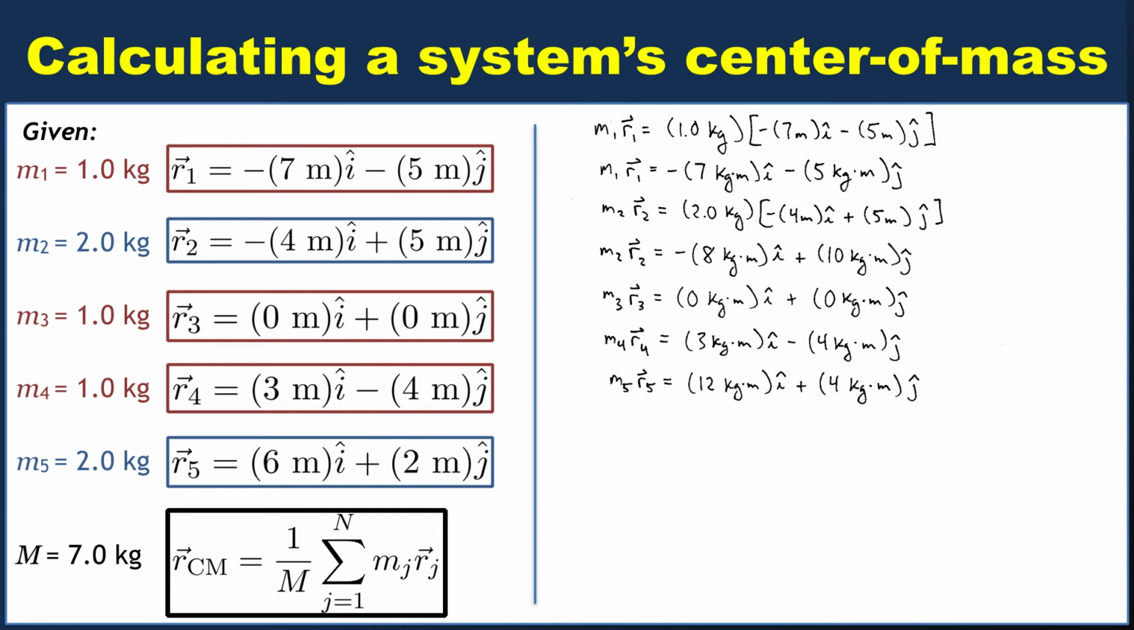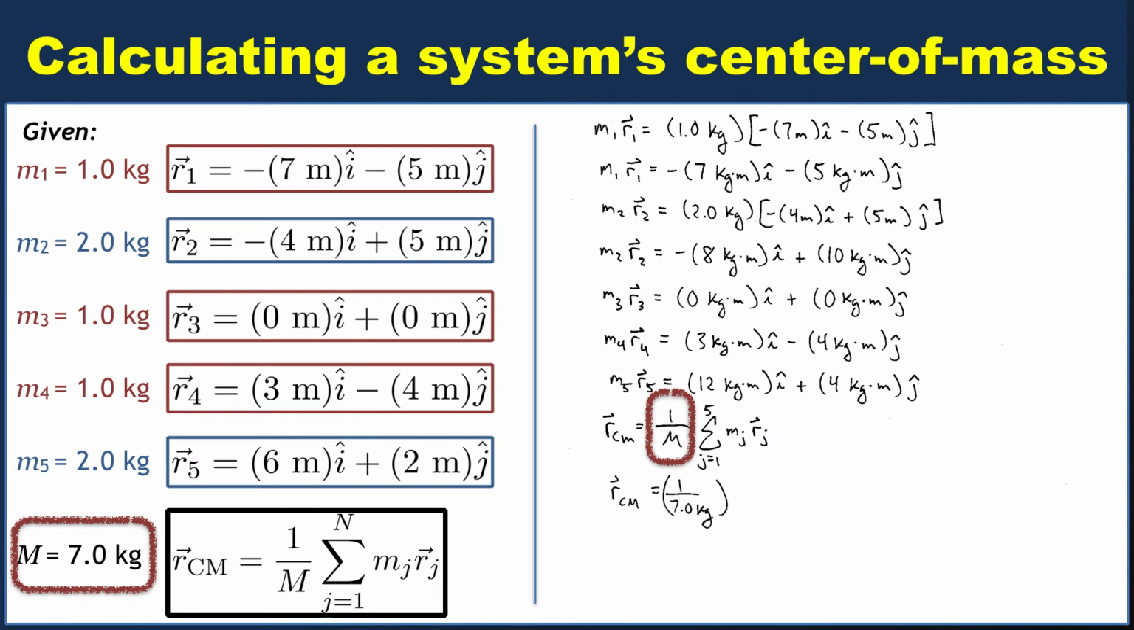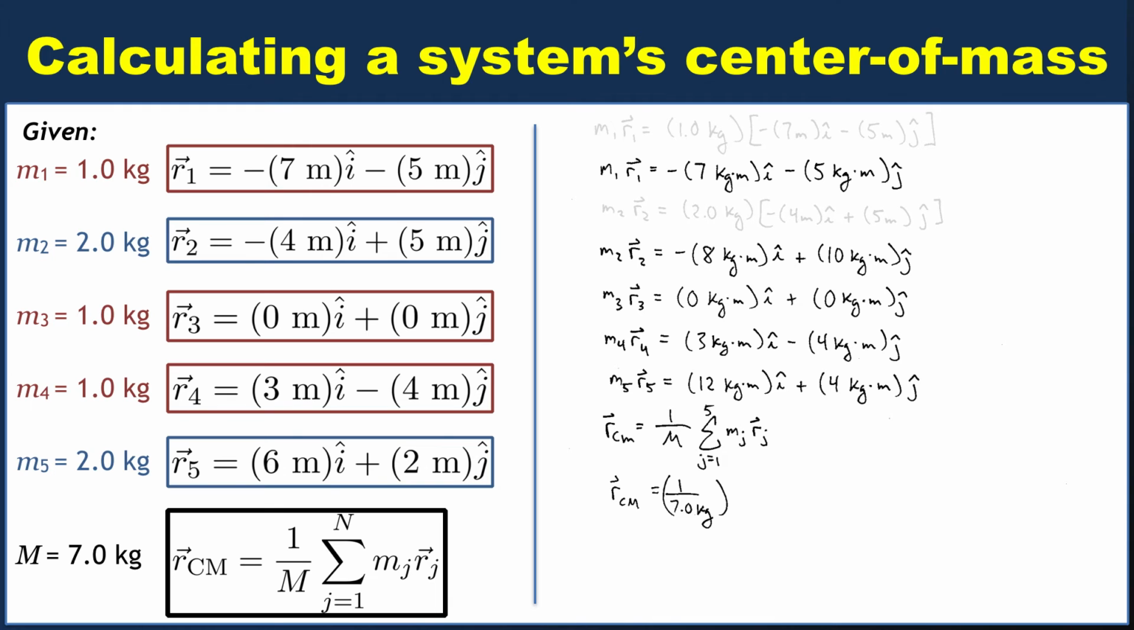So now let's apply the equation for the center of mass. And the first step will just be to divide by the total mass. So we'll calculate this term first, and that's just 1 divided by 7 kilograms. Okay, that's easy enough. Now we want to take the sum of the individual m times r's. The easiest way to do that is first to gray out the intermediate calculations here, because we just want the answers. And we're just going to go through and add up the I hat components first. So that'll be minus 7 plus minus 8, that gives us minus 15, plus 0 is still minus 15, plus 3 is minus 12, plus 12, hey, that's 0. So actually, the x component of the center of mass is going to be 0, and that'll be 0 kilogram meters I hat.